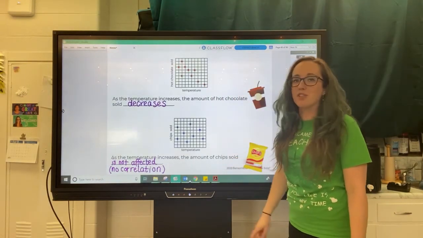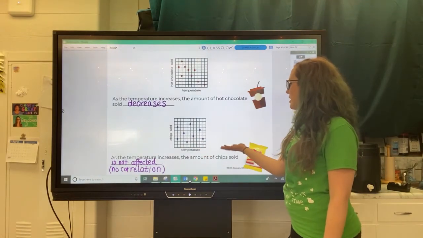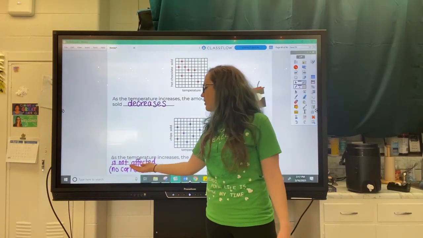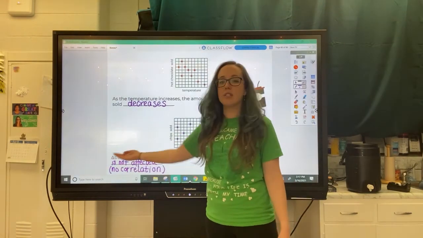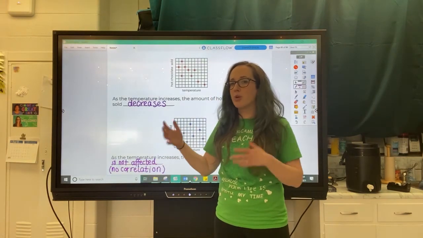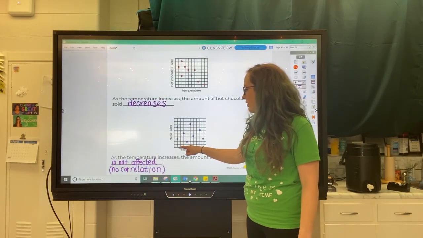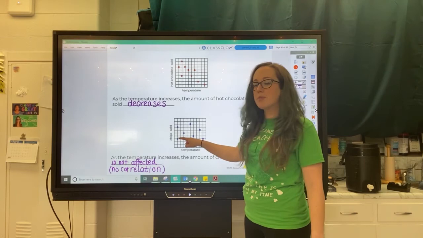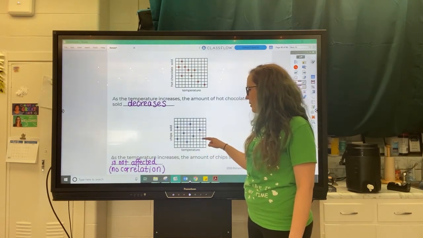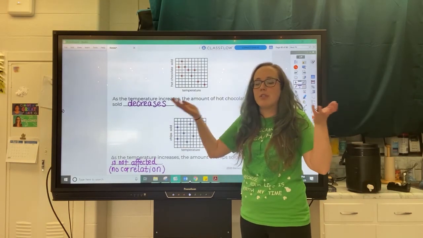And then this one was kind of a trick. So I'm sorry if we tricked you. But it says, as the temperature increases, the amount of chips sold, you can say a couple of different things here. You can say is not affected. You can say that there's no correlation. Anything that explains that those two are not related to each other. So when it was really cold outside, one day they sold a little bit of chips, one day they sold a lot of chips. When it was hot outside, one day they sold a little bit of chips, one day they sold a lot of chips. It doesn't depend on the weather. People buy chips all the time.